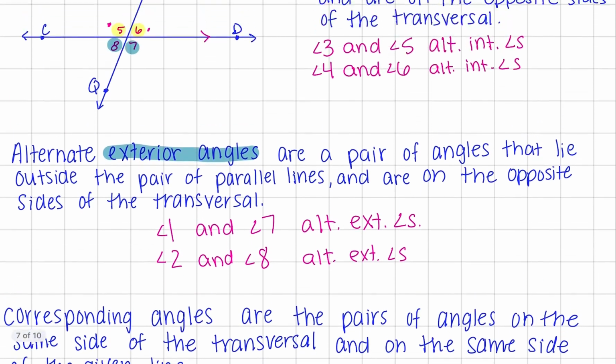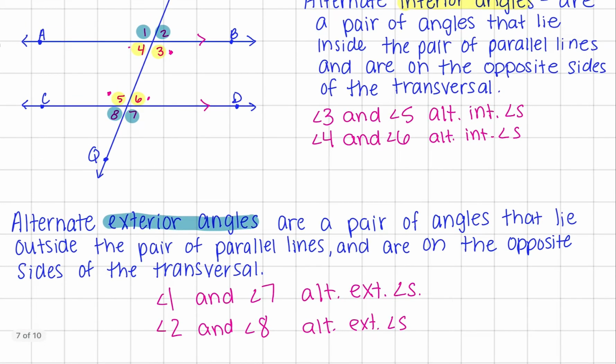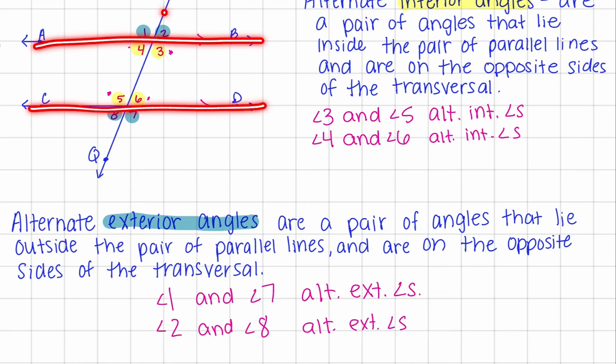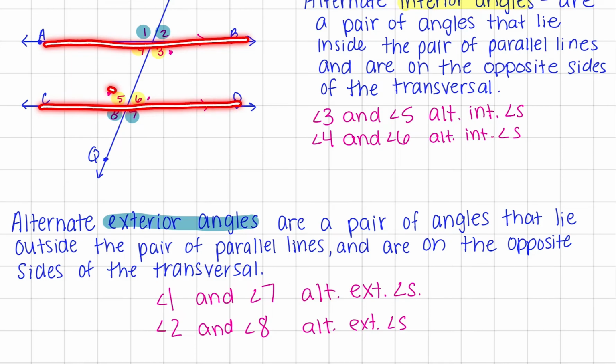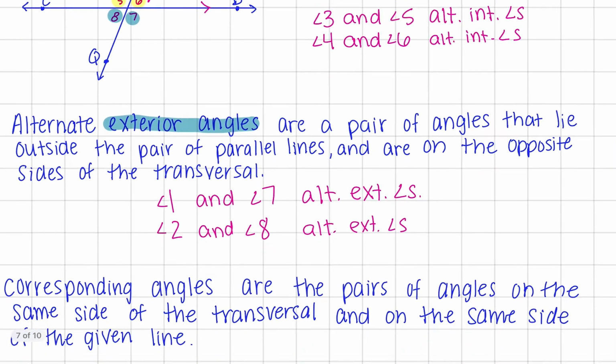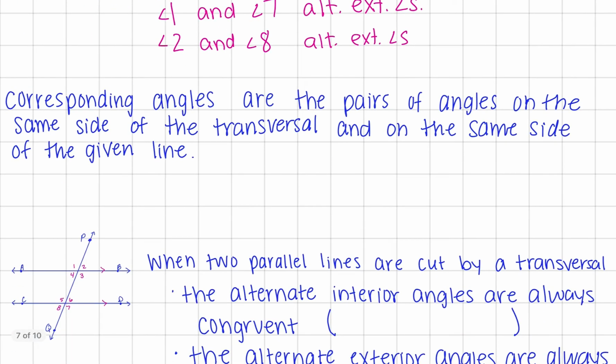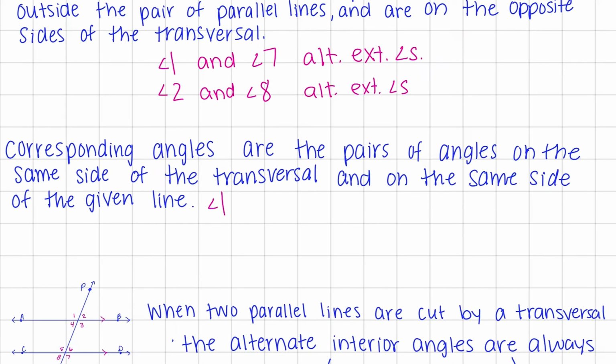Okay, so this is the given line, right? These are the lines. This is the transversal. So we're looking at the left side of the transversal, and they're on the same side. So the corresponding angles would be 1 and 5 because they're on the same side. They're above the line, right? Okay, so angle 1 and angle 5 are corresponding angles.